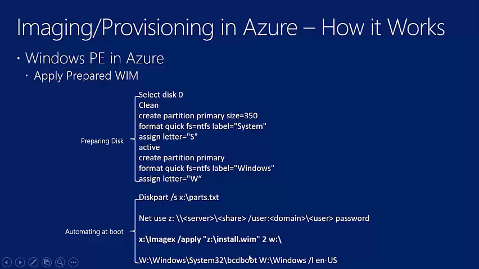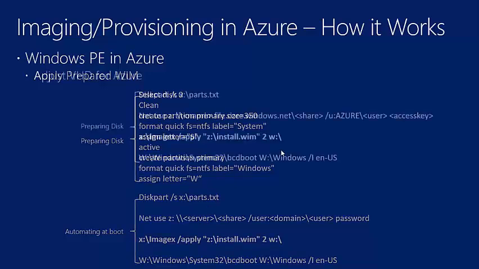And I'm going to use BCD boot to go ahead and apply the boot files to my W drive, and that way, once the image deployment is done and the system reboots, it will have the files that it needs to boot up, this time no longer PE, but the default OS that I created. Right? So hopefully that makes sense. A lot of moving parts here. If not, you'll see it in a minute.